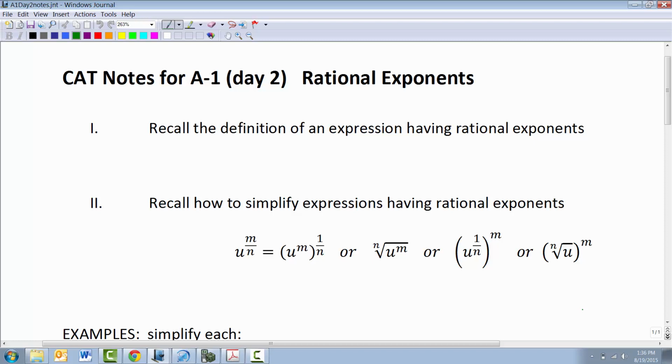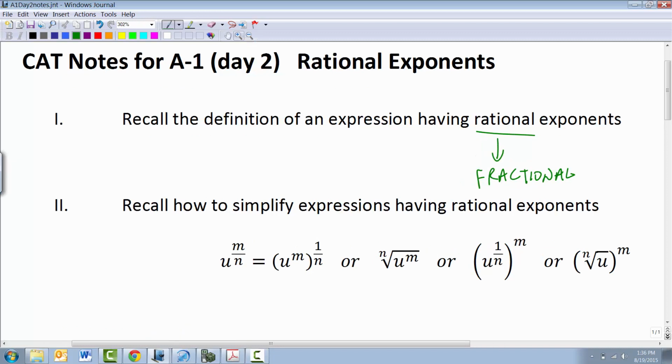Some people look like this is going to be a rough class for them. But that's what this implies. Fractional is what rational means. These are synonyms in math. So what today is all about is dealing with fractional exponents, both back and forth.